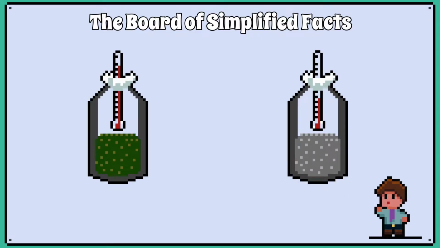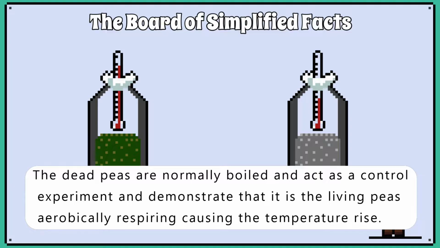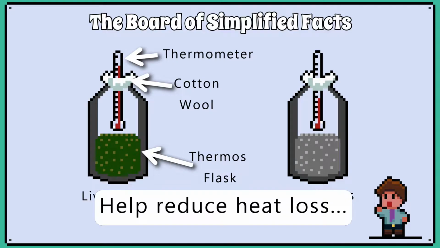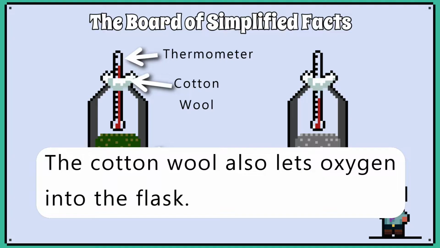Back to our germinating peas experiment, we have the following setup. We have some living peas and some dead peas. The dead peas are normally boiled and act as a control experiment and demonstrate that it is the living peas aerobically respiring causing the temperature rise. To record the temperature, we have a thermometer. The thermos flask and cotton wool are used to help reduce heat loss. The cotton wool also lets oxygen into the flask.